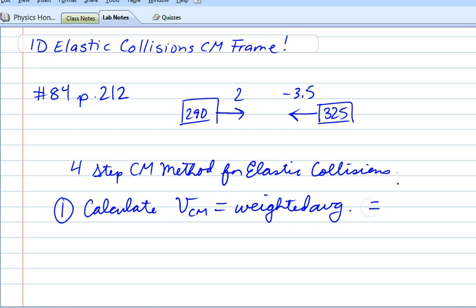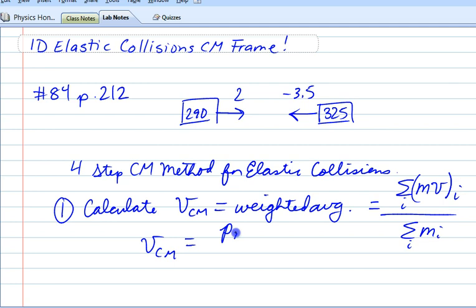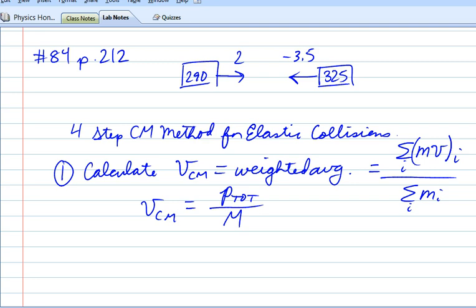So the definition of this is basically the sum of each of the masses times each of the velocities divided by the sum of the masses. And if that looks kind of weird to you, basically what it is on the top is the total momentum of the system, and on the bottom is the total mass. So you can think of it as kind of an average velocity of the system. So here's how it works. In this case, the velocity of the center of mass is going to be 290 times 2 plus 325 times negative 3.5. That should look familiar.